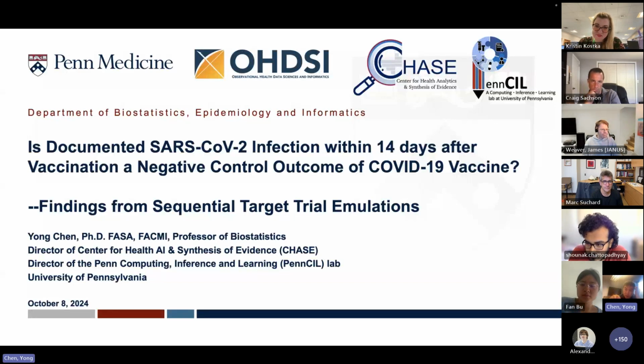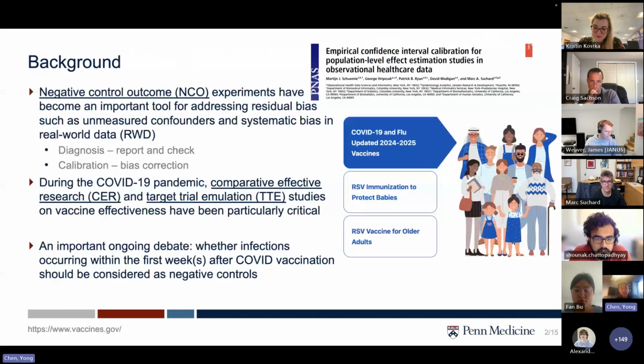But the debate was that, is this documented infection within 14 days after vaccination truly a negative control outcome or not? So later on, we actually had a chance to formally investigate this problem using sequential targeted trial emulation. So just some background. Negative control outcomes, this is a very important step we encourage people to do in the real-world evidence generation process. So it's a very powerful tool.